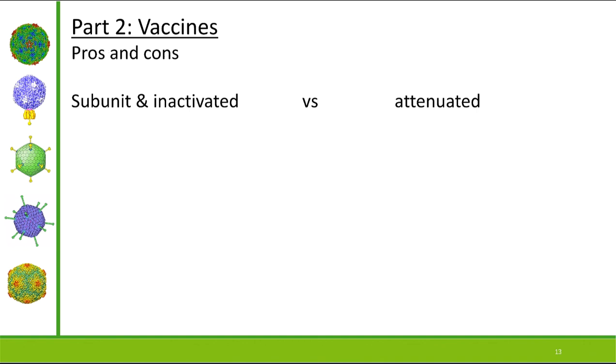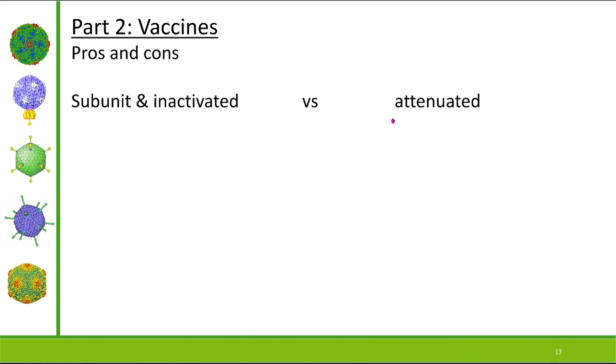So we've covered all of the different ways that we can make vaccines. I have given you several examples of ones that fall underneath each category. And while we've started to talk about some of the pros and cons, we haven't fully gotten to them. So what we're going to do is we're going to group subunit and inactivated together, and then we're going to talk about those versus attenuated.